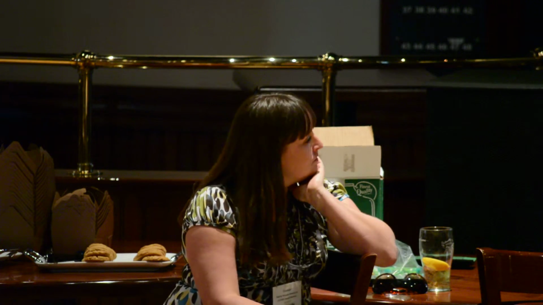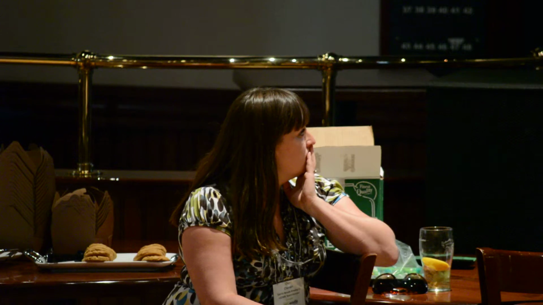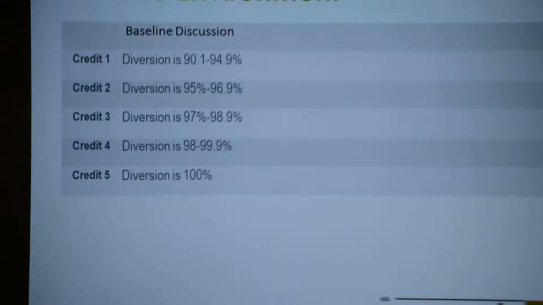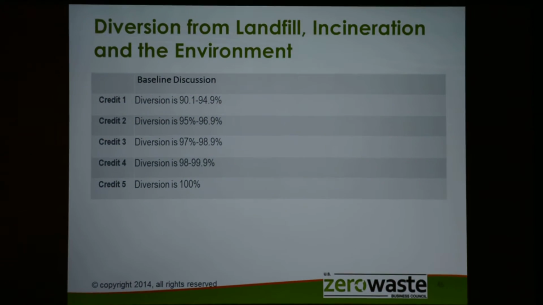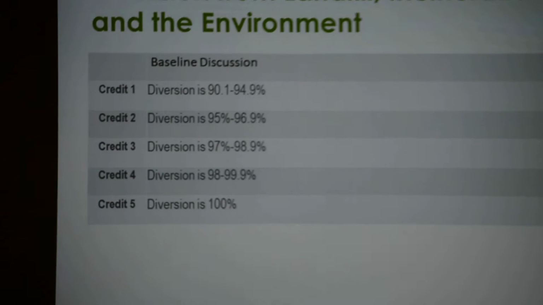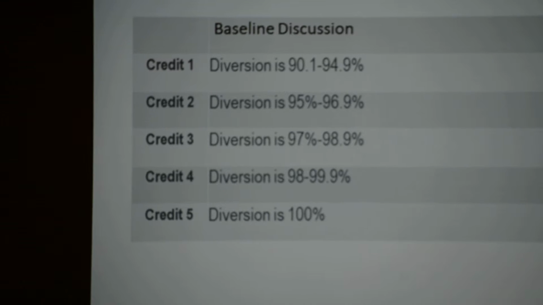So any questions on those before we go into diversion? Okay. Diversion, this is what we went over a lot in Sue's presentation on baseline. The basic requirement is being over 90% diversion from landfill and the environment. The way we set it up is so that there are multiple levels, so that if you're going to the next step, you're getting additional credits.